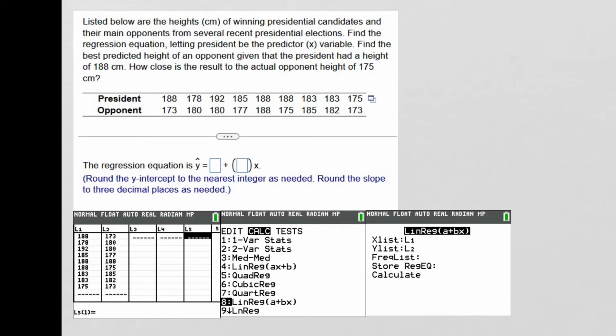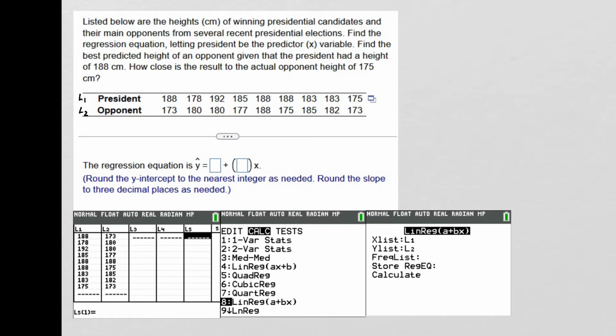In this problem, we're given the heights of winning presidential candidates and their main opponents from several recent presidential elections. So first we want to find the regression equation, letting president be the predictor variable. So that is, those data values are going to go into list 1 in the calculator. And then the opponent is the response variable, and we'll put that into list 2.